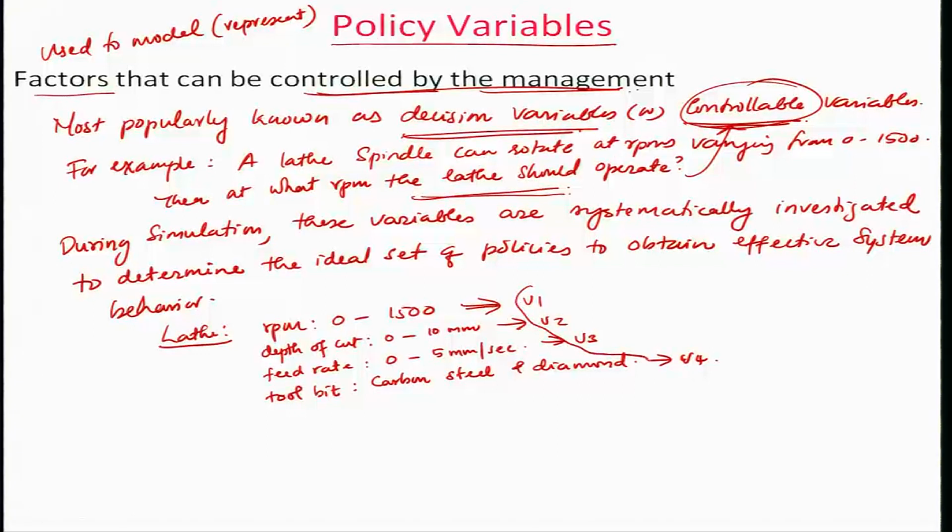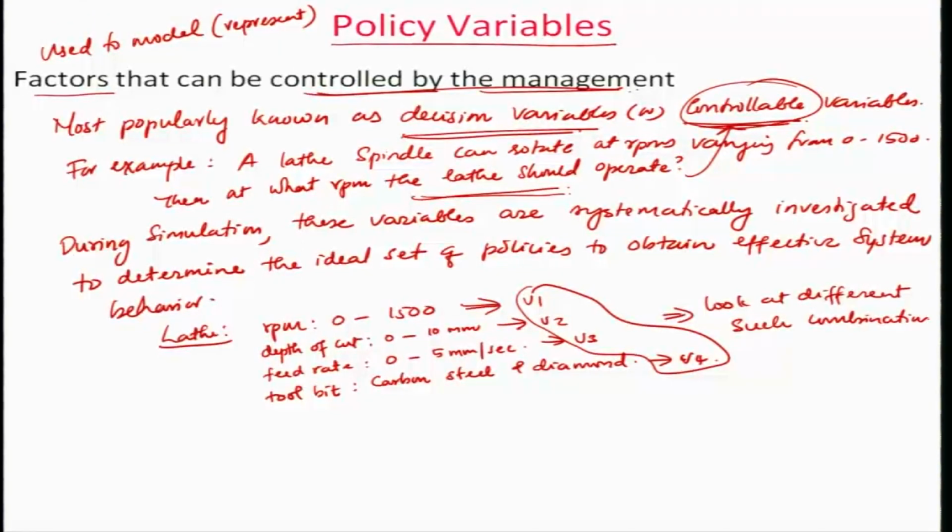This is one particular combination. Then look at different such combinations and then decide which is the best. By doing this, you are going to find out the ideal set of policies that you can actually use to decide the behavior of the system.